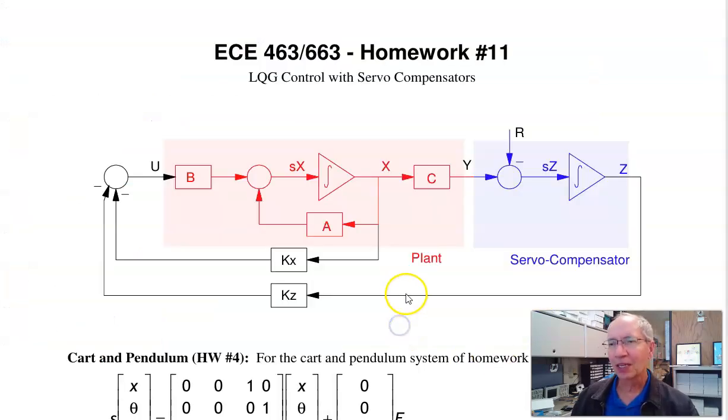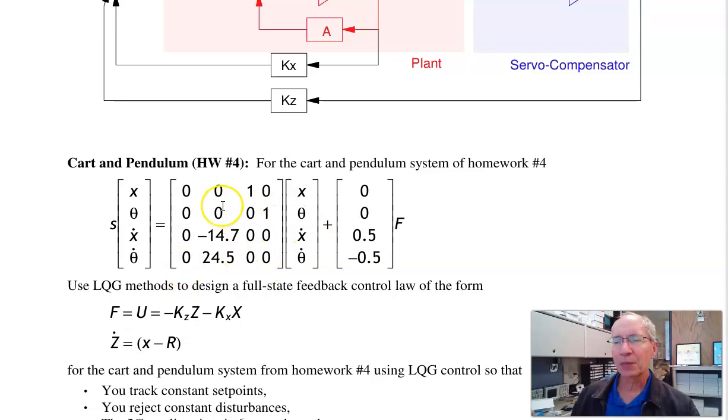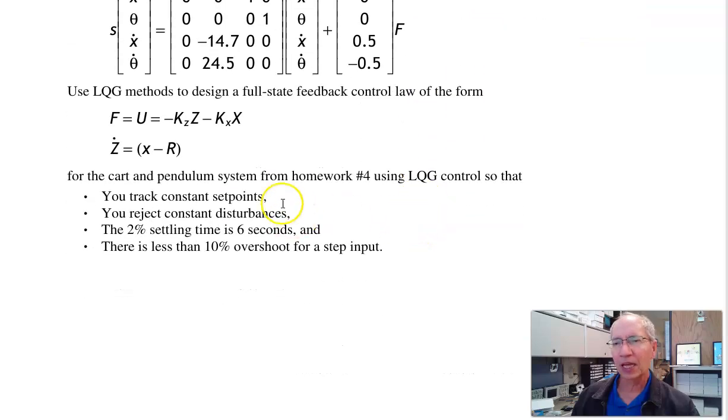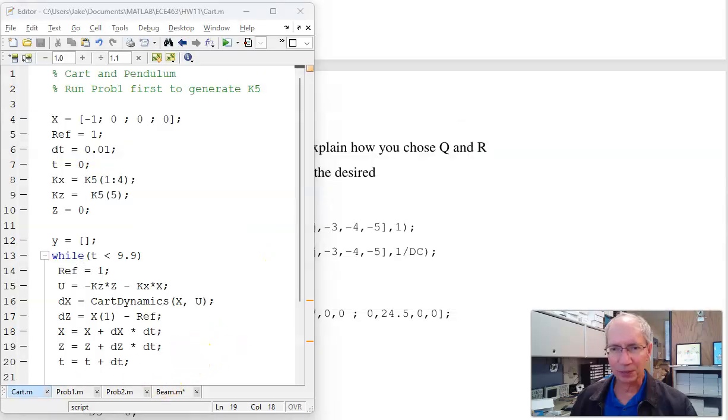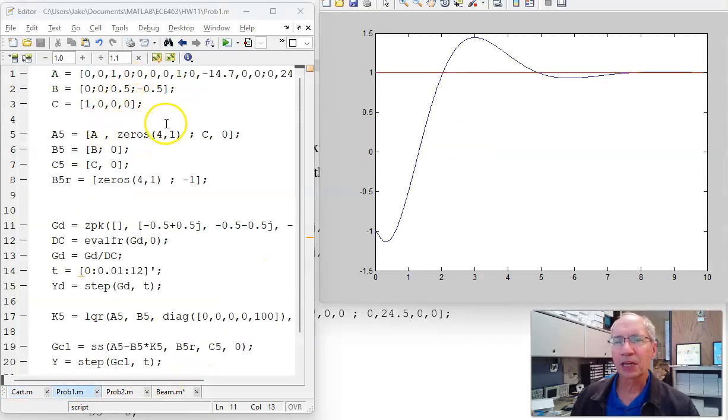Okay, so here's the approach. Here's the dynamics for the cart and pendulum. I'm going to use a servo compensator to control it and use LQR techniques to meet these specs. The way you do that is you set up the augmented system. Here's the plant dynamics. Here's the augmented system, the plant with the servo compensator. There's the A matrix, the B matrix with respect to U, the C matrix, and the B matrix with respect to R.